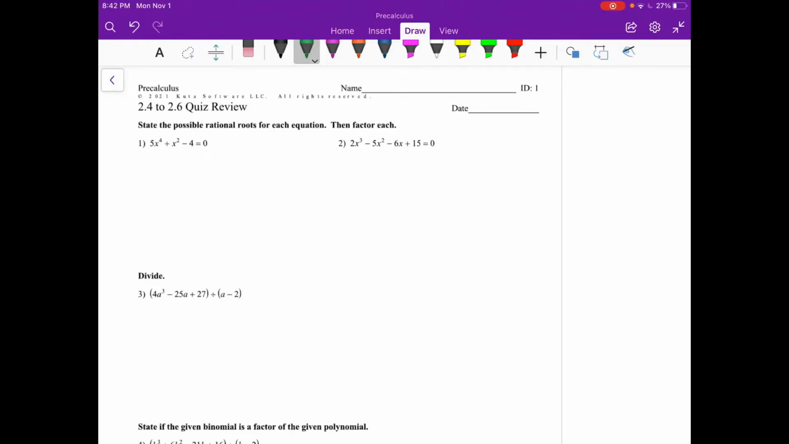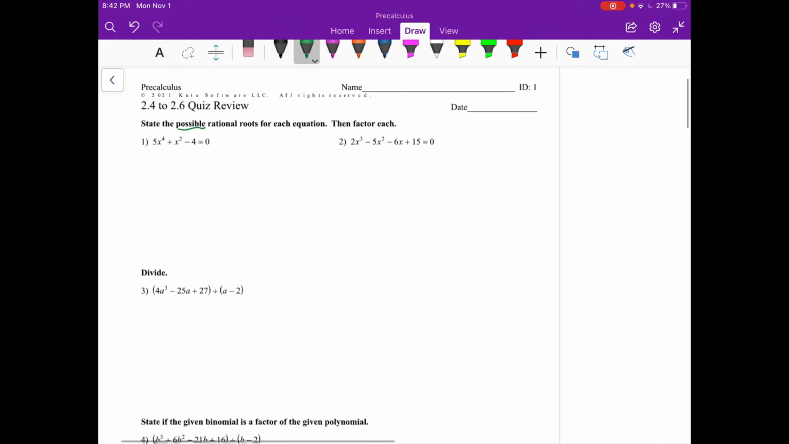We're going to go ahead and take a look at our 2.4 to 2.6 quiz review. For 1 and 2, the directions state the possible rational roots for each equation, then factor each. So for number 1, to state the possible rational roots, what we do is we find our factors of c.